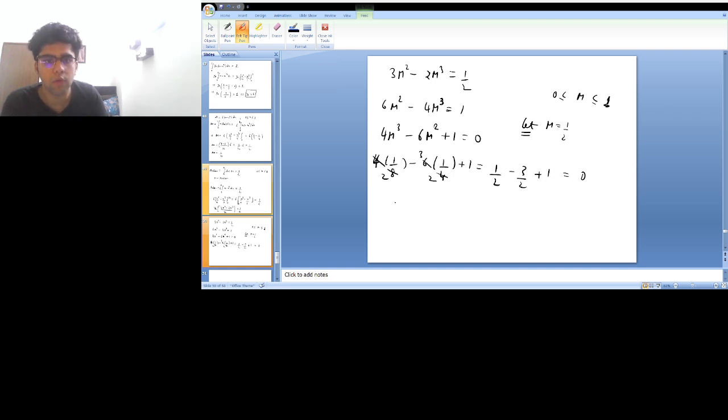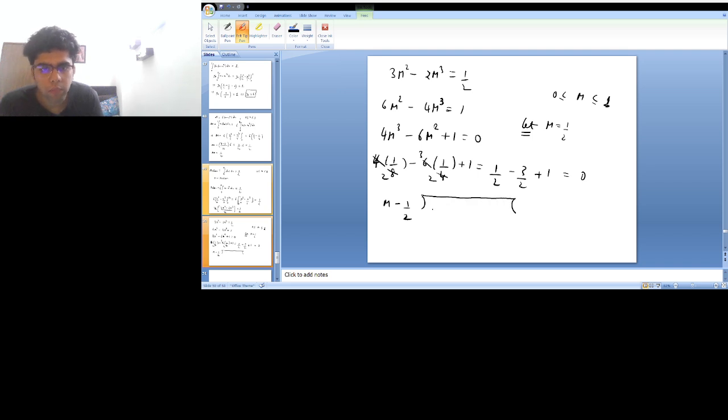Yes, so m is equal to half is one of our roots, so m minus half is one of our values. I can stop at m is equal to half, and there is no need to find the other values, but let's just find them with m minus half.